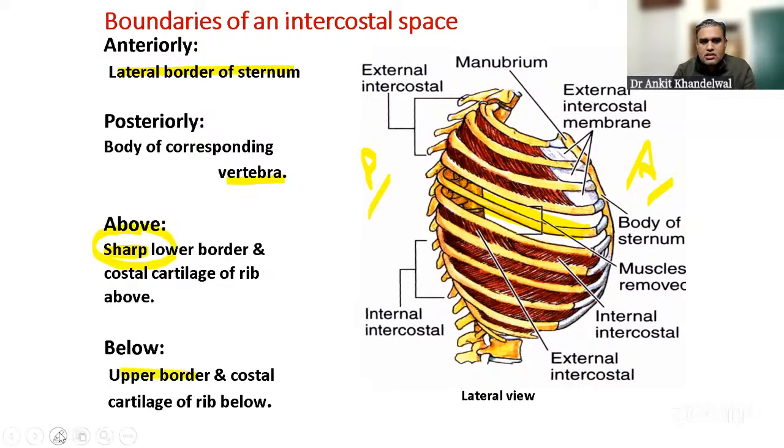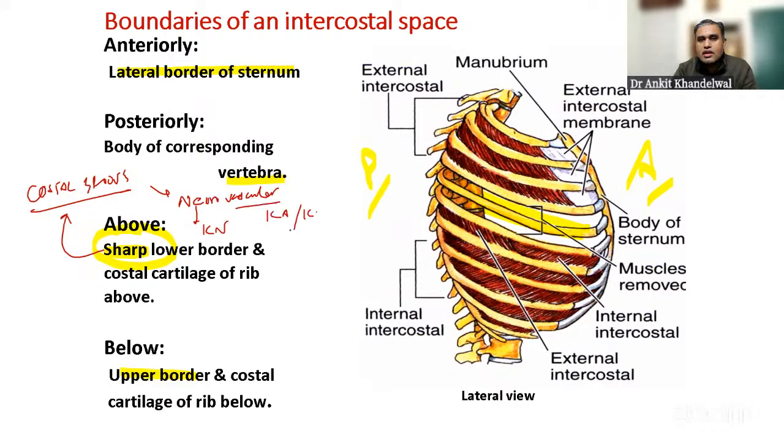Why, sir, why are you stressing on sharp? The reason I'm stressing on this word is that this sharp lower border is known as the costal groove, and inside this costal groove runs the neurovascular bundle. What is the neurovascular bundle, sir? Neuro is the intercostal nerve, vascular is the intercostal artery and intercostal vein.